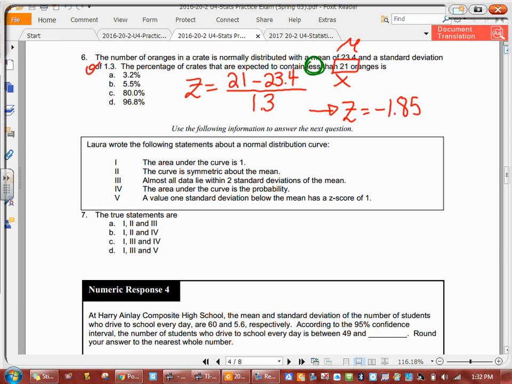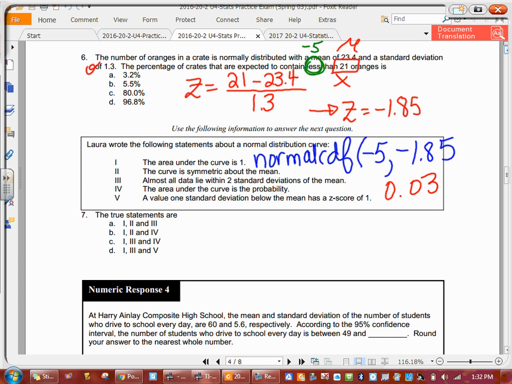So now I'm going to go normal CDF, which is second bar, number 2. -5 is my lower. My upper is -1.85. Enter. That's going to give you your decimal. You have to times it by 100 to get the percentage, which is going to give you A. Because you should get 0.03216, yada yada.